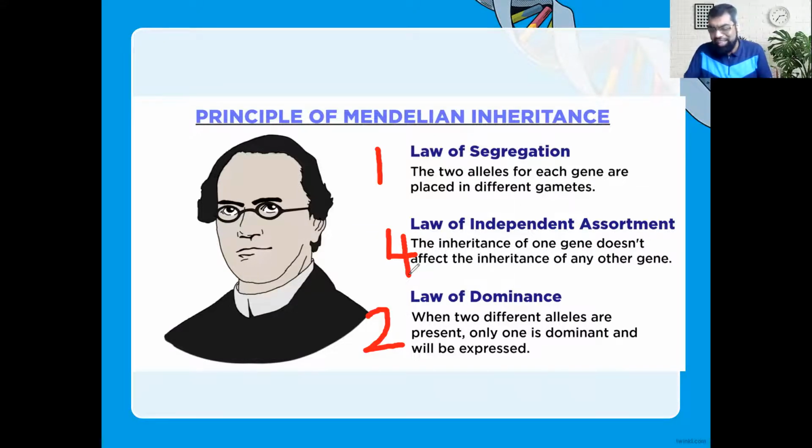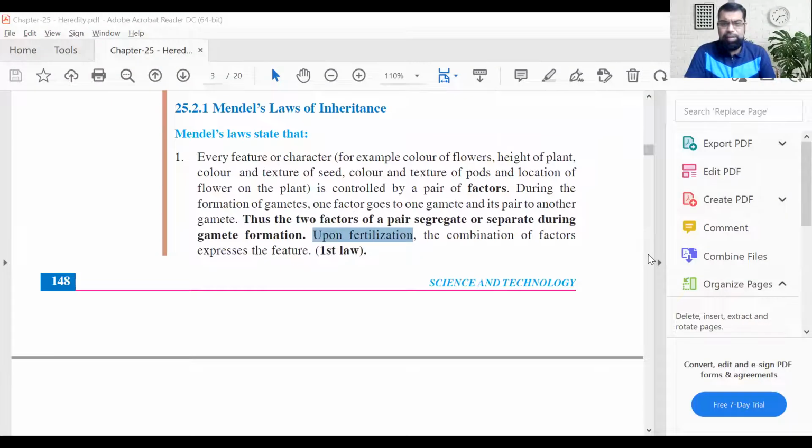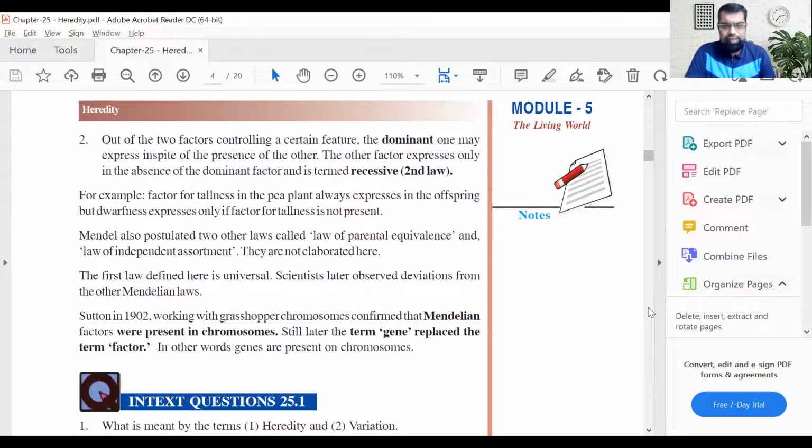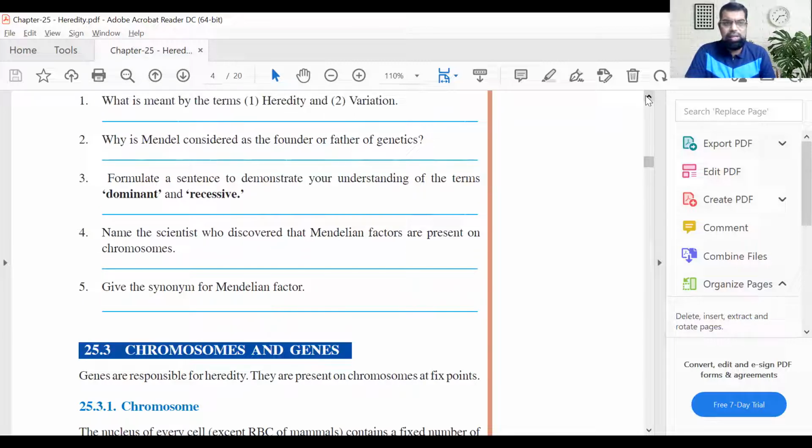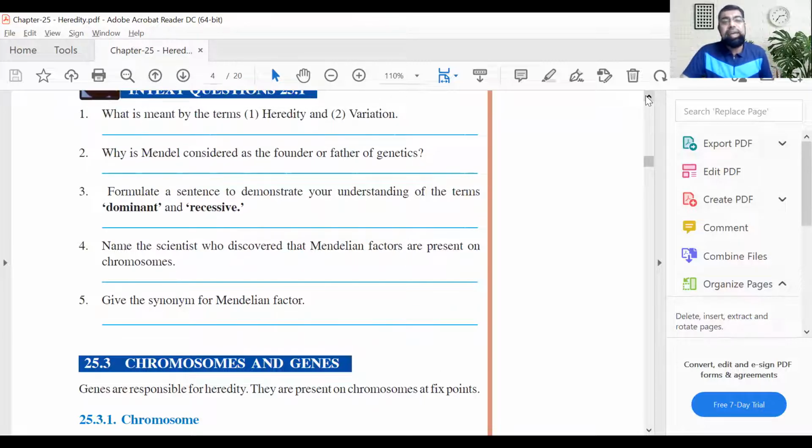A lot of things, isn't it? This is where we go back and try solving some of the intext questions. Let's go back. Let's see, you've done good. First part of it, hopefully it's not difficult. Mendel's laws are coming in here. And this is the simple question I want to give you. What is meant by the term heredity and variation? Not difficult now. We already taught that to you.